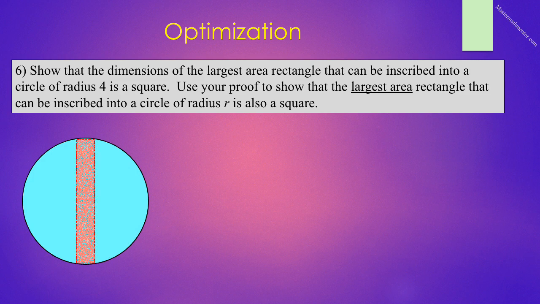Inscribing problems go hand in hand with optimization readily. This is one of the easier types of inscribing problems. There are infinitely many rectangles that can be inscribed into a circle. There are tall, narrow ones.